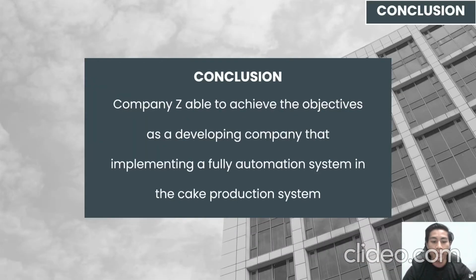In conclusion, Company Z is able to achieve the objectives, and as a developing company, by implementing a fully automated system in the cake production system, along with proper management such as quality control, monitoring work system, and manufacturing system, the company will be able to produce cakes in line with demand from the market.